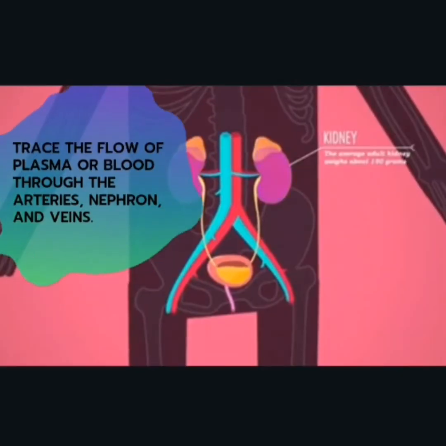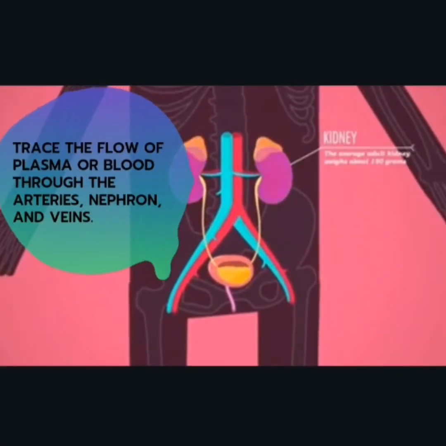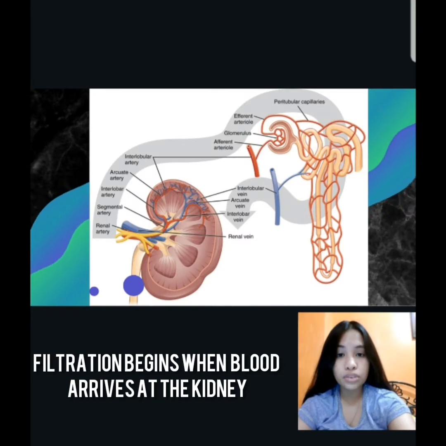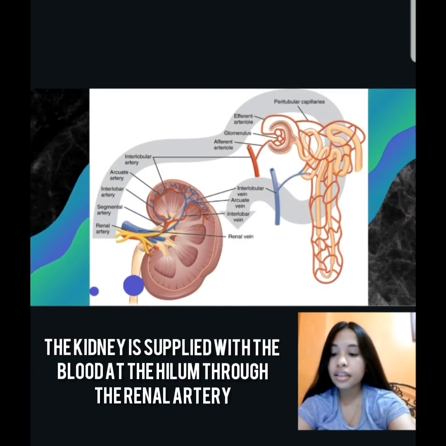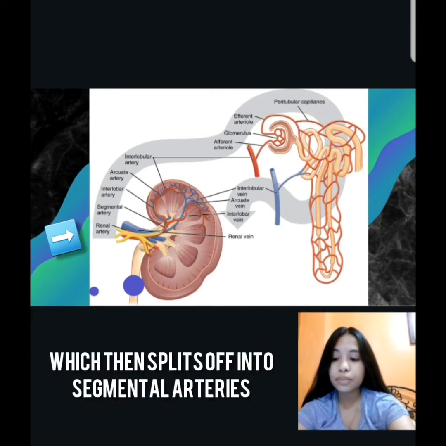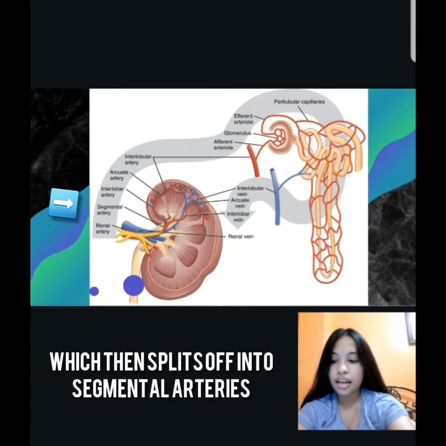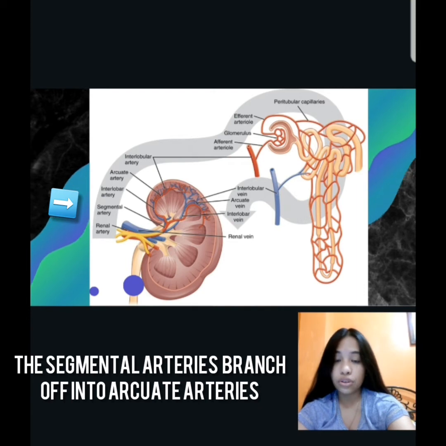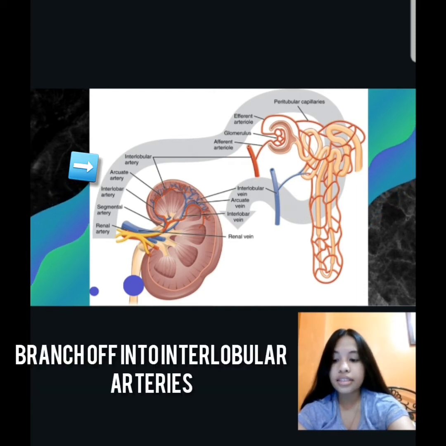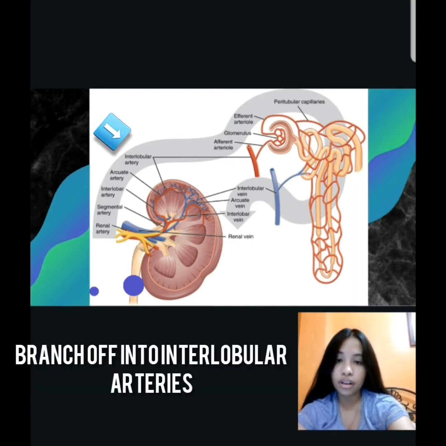Trace the flow of plasma or blood through the arteries, nephron, and veins. Filtration begins when blood arrives at the kidney. The kidney is supplied with blood at the hilum through the renal artery, which then splits off into segmental arteries. The segmental arteries branch off into arcuate arteries, and these in turn branch off into interlobular arteries.